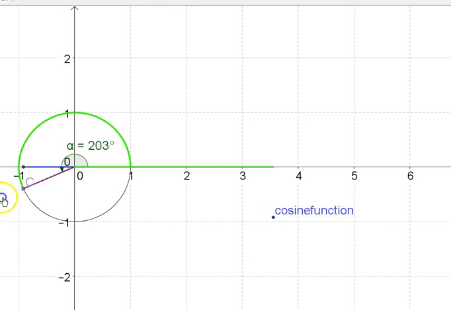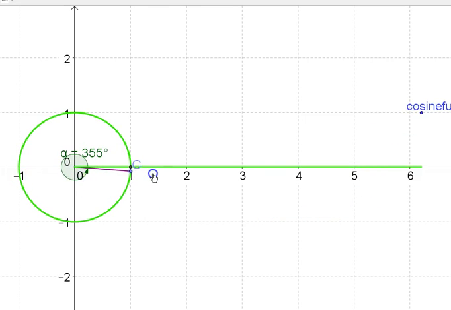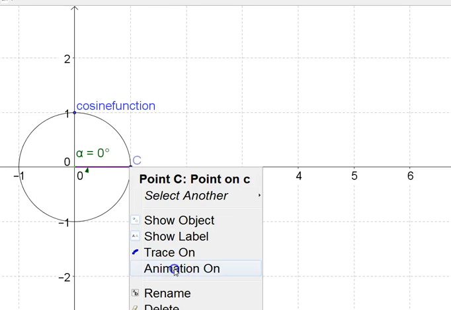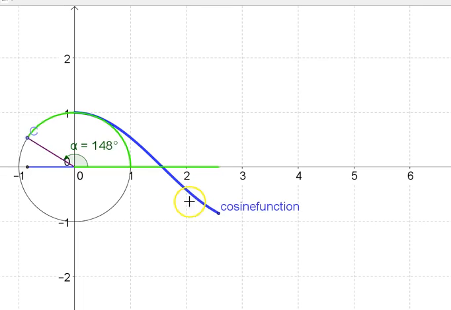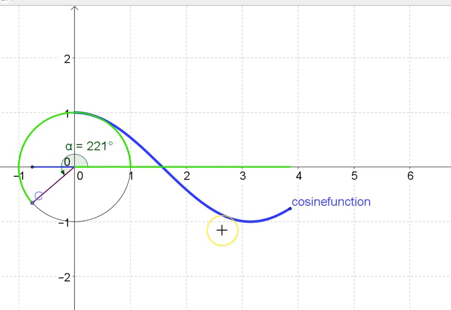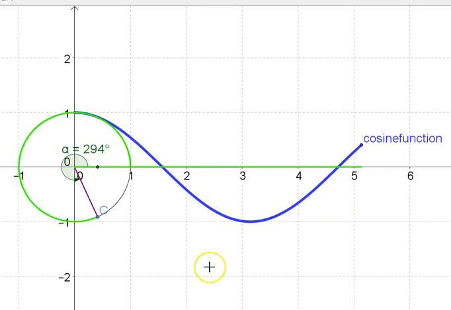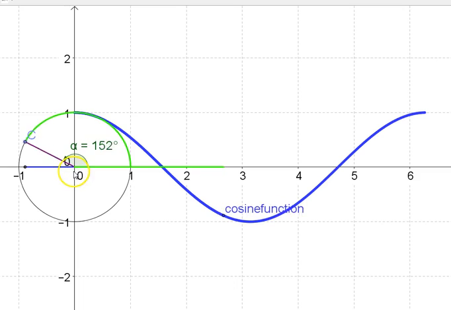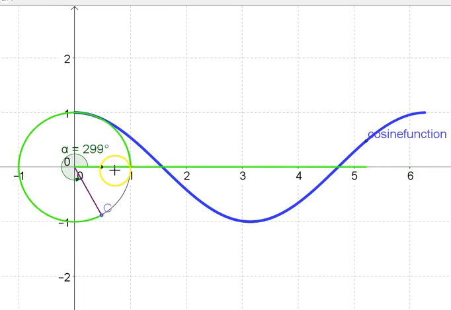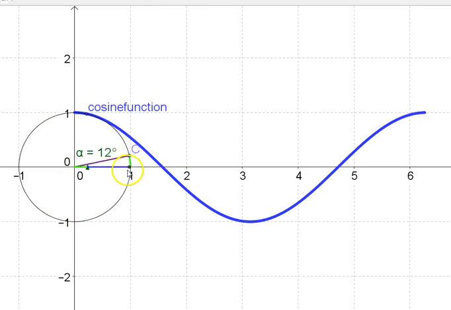There he goes. I'm going to turn the trace on and turn the animation on so you can watch it. All right, here we go. Animation on. As we rotate, watch that cosine function. There he goes. That is where these trig functions come from. They come from the repetitious nature of each of the coordinates around the unit circle. Look at that. You see it right there. There it gets back to 1 again. Watch that for a minute.